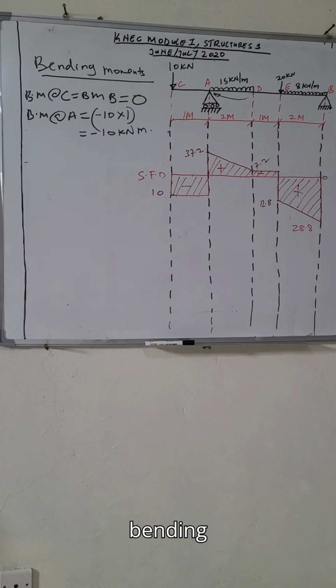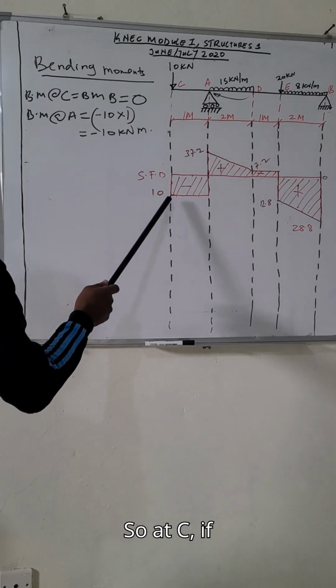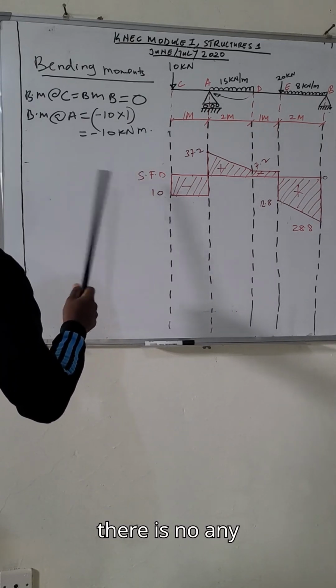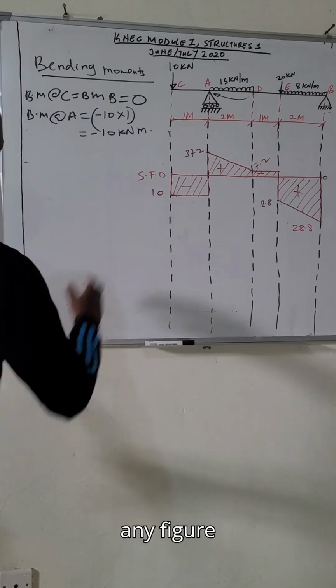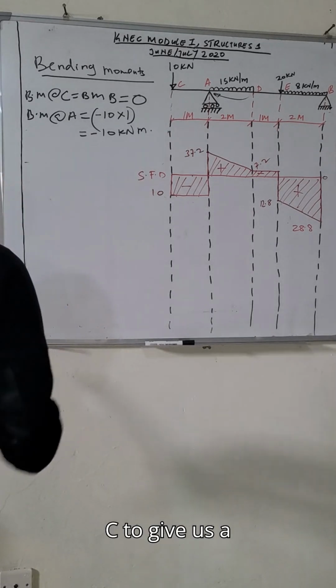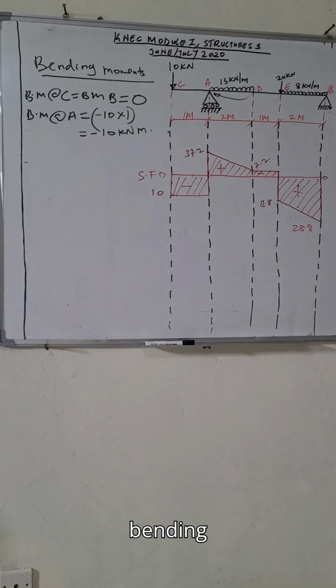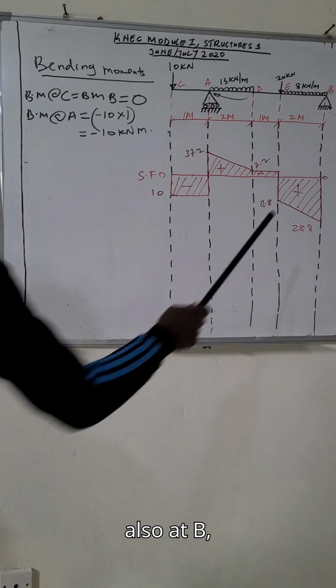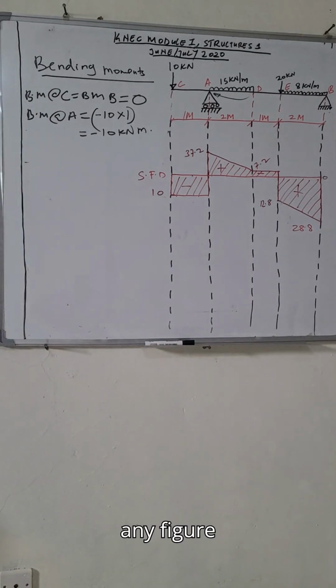Again, the other thing to know about bending moment at C and B, we know from the definition of bending moment. Bending moment is the algebraic sum of moment either on the left side of the beam or on the right side of the beam. So at C, there is no figure beyond C to give us a bending moment. And also at B, there is no figure beyond B to give us a bending moment.